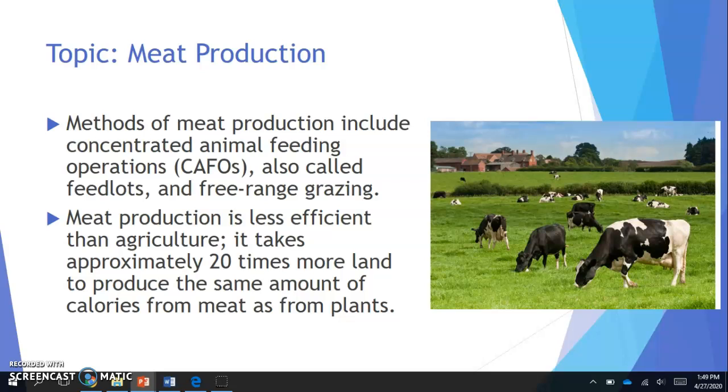So it's less efficient than agriculture. It takes approximately 20 times more land to produce the same amount of calories from meat as from plants. Why is that? Well, it's because when we eat meat, we're eating higher up on the food chain. So remember when we talk about trophic levels, at the bottom we have our producers, and then we've got our primary and our secondary consumers, and then we've got our top consumers. We're a top consumer because we eat below us on the food chain. But when we eat things like cows and chickens and basically any kind of meat that has to eat below us, remember we lose that energy as it moves up the food chain.